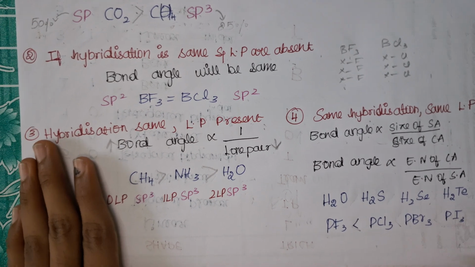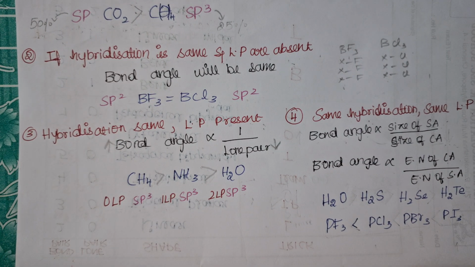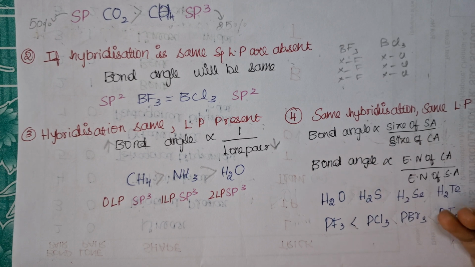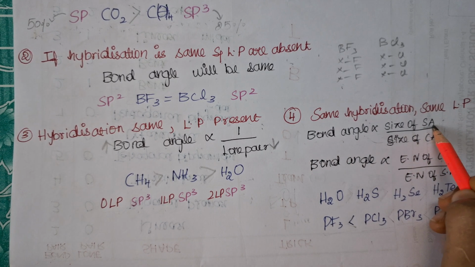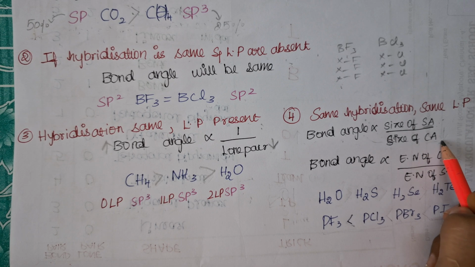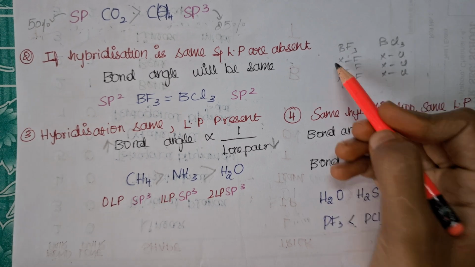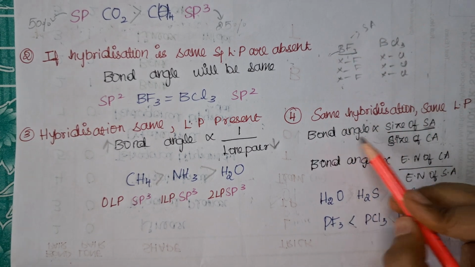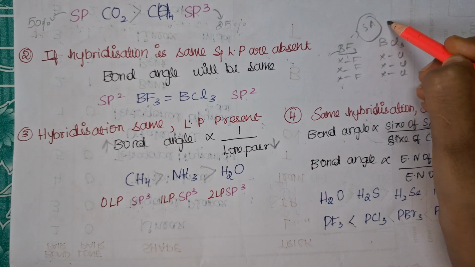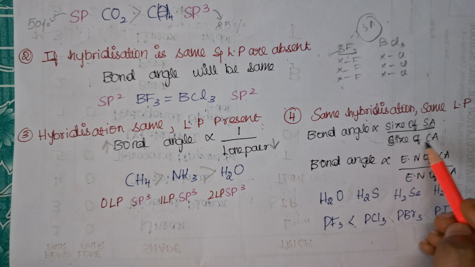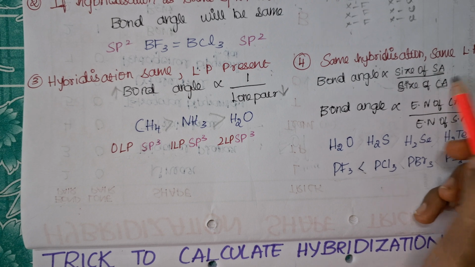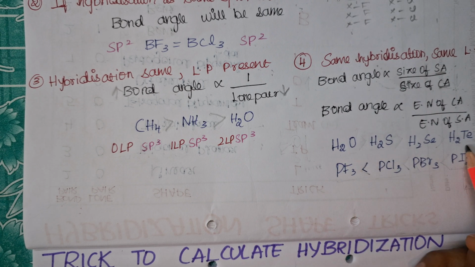Now we are dealing with the fourth type, where the hybridization is same and the lone pair is also same. In that case, we have two formulae. Initially, remember this will be enough. Your bond angle is directly proportional to the size of the side atom, and inversely proportional to the size of the central atom. Like in the case of BF3, B is your central atom and F is your side atom. Any confusion in this formula? SA and CA. Now let's discuss this.